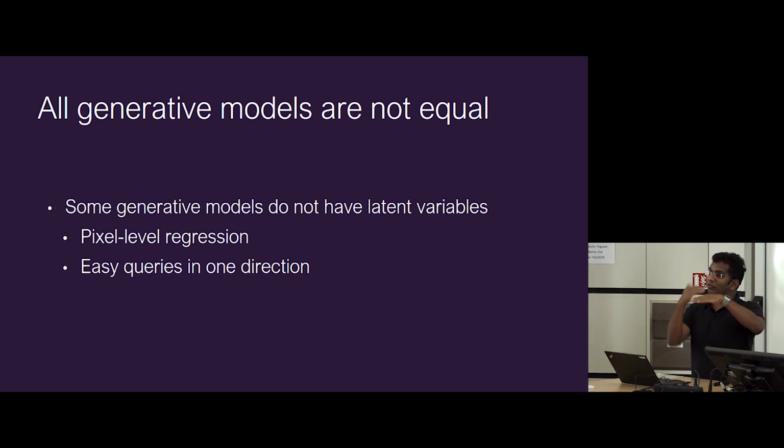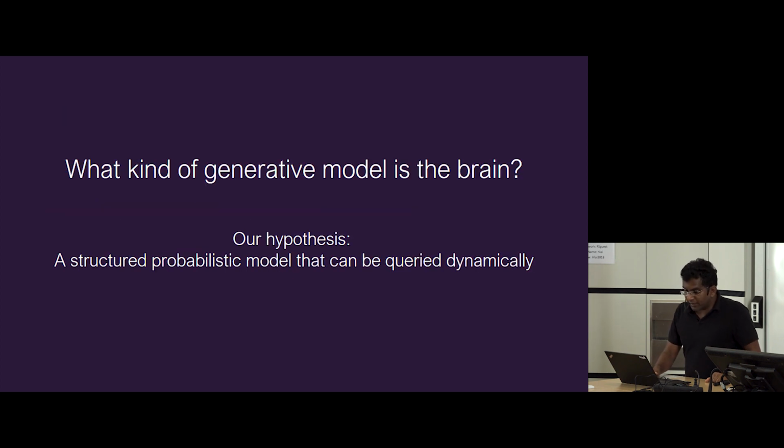If you delete the upper half of the picture and ask it to fill it in the other way, it won't go in the other way because the regression is set up in a particular direction. That's an example of it not being able to answer queries that it was not structured to answer. So what kind of generative model is the brain?